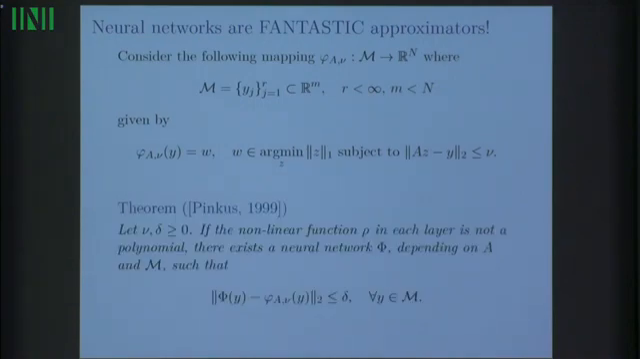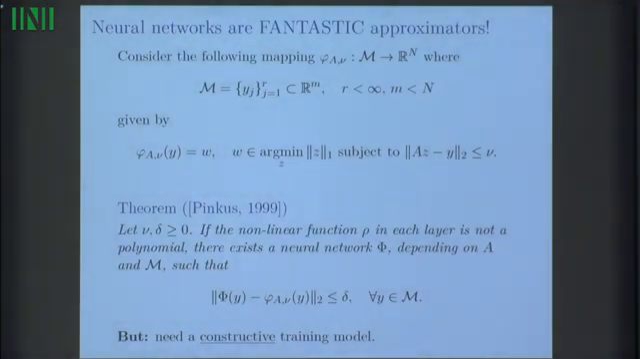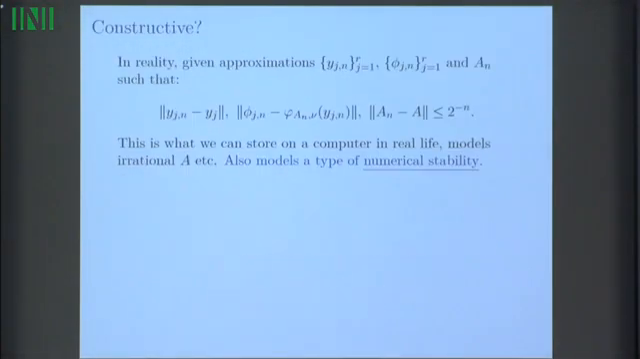then a theorem of Pinkus says that if the nonlinear function rho in our neural network is not a polynomial, then there exists a neural network phi depending on A and our samples, which can approximate this solution map to any given precision. But of course, this existence theorem isn't enough. What we really need is a constructive way of getting hold of this phi. There's no point having just some neural network out there. We need to actually get it.